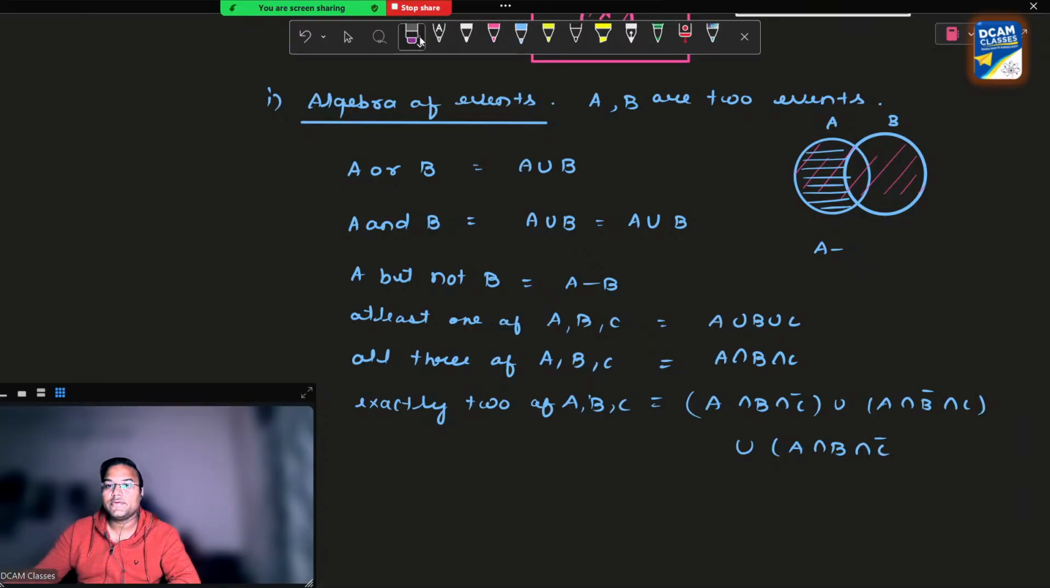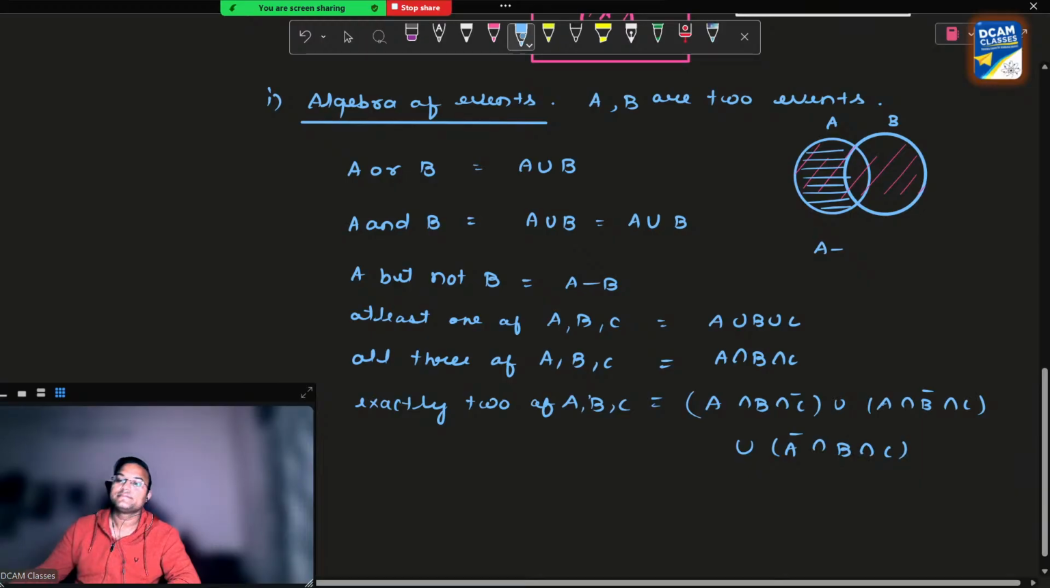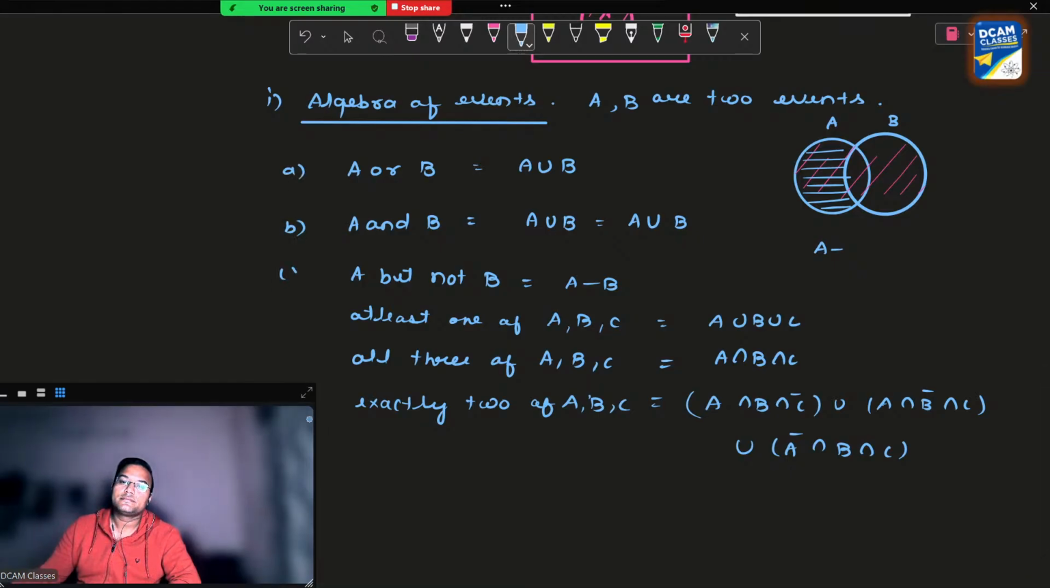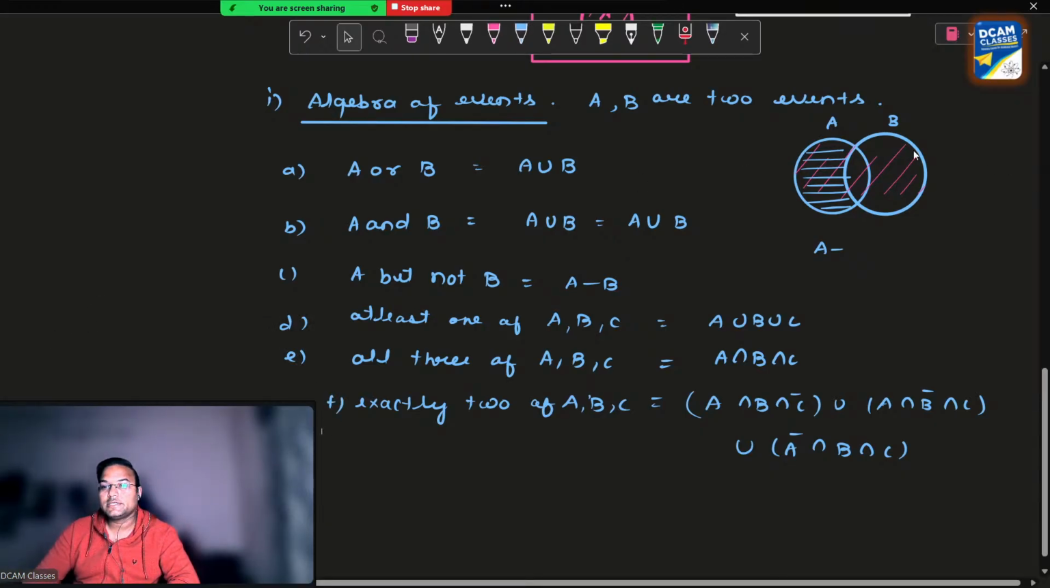No, this we have done. What is left? A is left: A dash intersection B intersection C. These are a few representations that you should remember. If any other representation occurs, you should take the help of set theory, draw the Venn diagram, and then solve it.